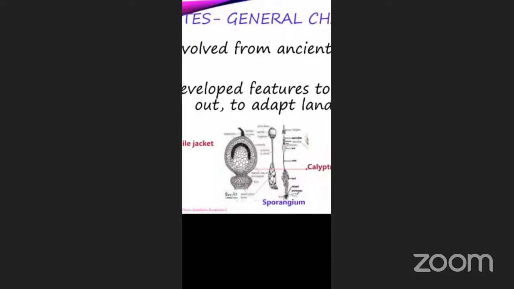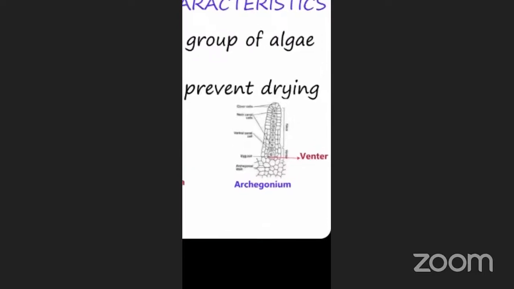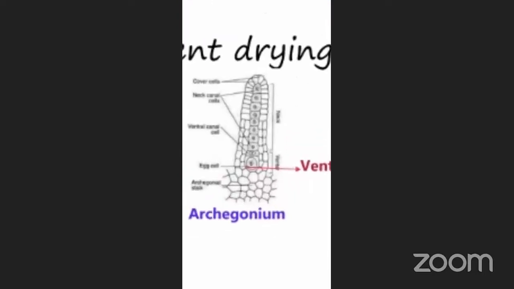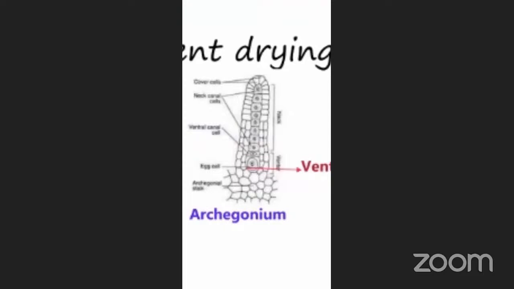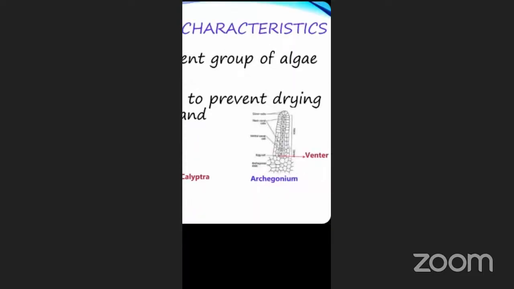The flask-like structure means the archegonia. See here, after fertilization, these flask-like archegonia develop into a sporophyte. So, the base of the sporophyte we call the foot. This one is the base, attached to the gametophyte with the help of this foot only.